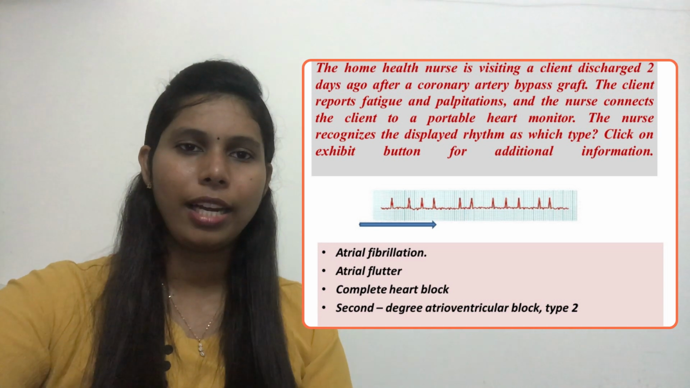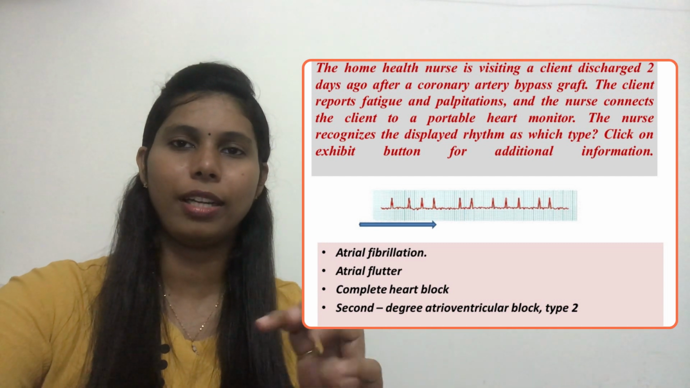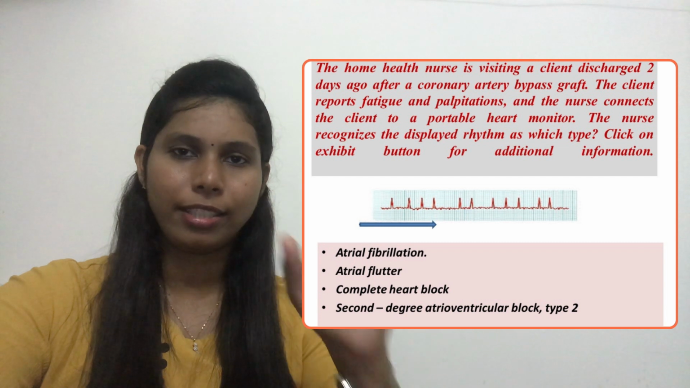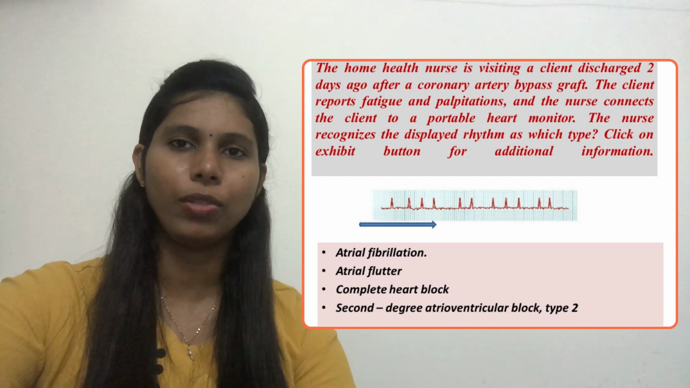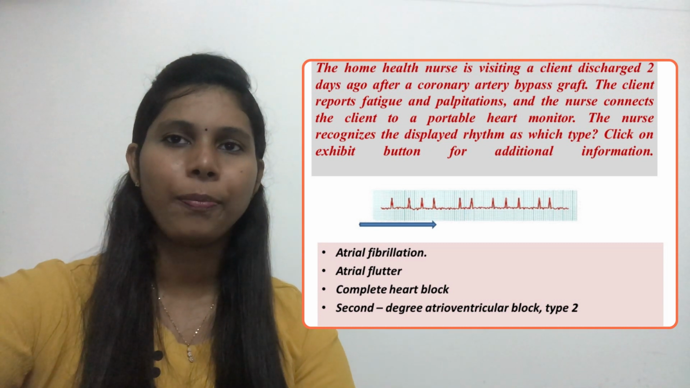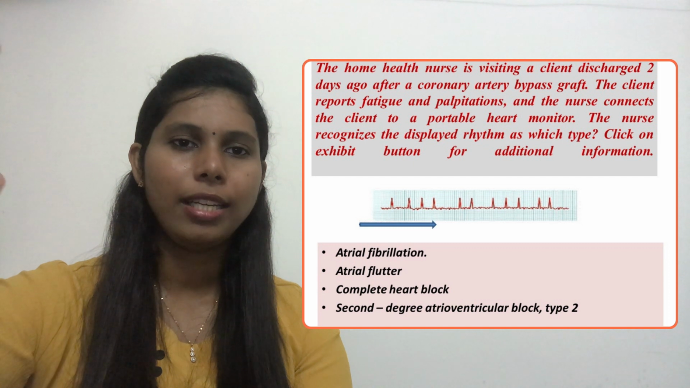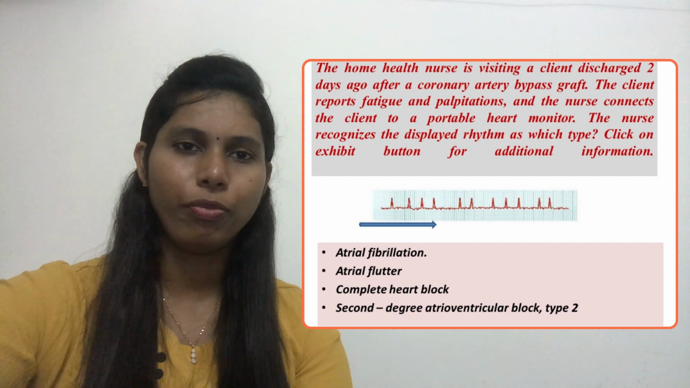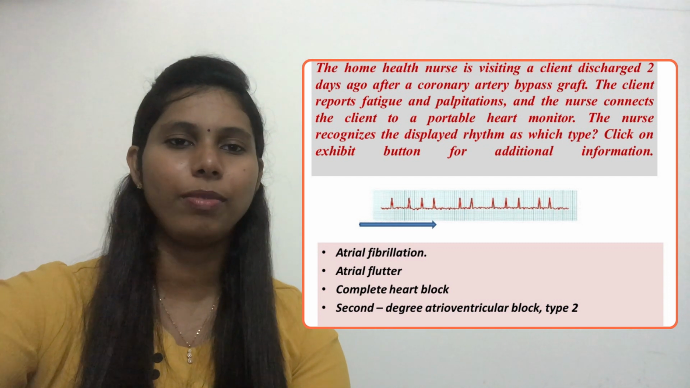Here I don't have an option to make such a button, so whatever is in the exhibit button, I just add after the question. Here you can see the ECG waves. So the question they ask is, when the client is connected to the portable heart monitor, the nurse sees this particular ECG wave. So what is this? Very simple question. What ECG wave is it? That's it.